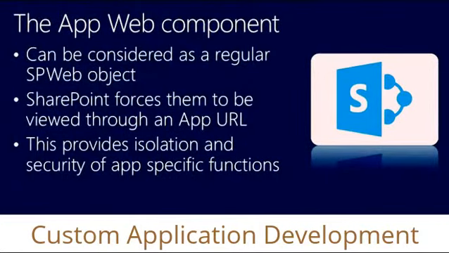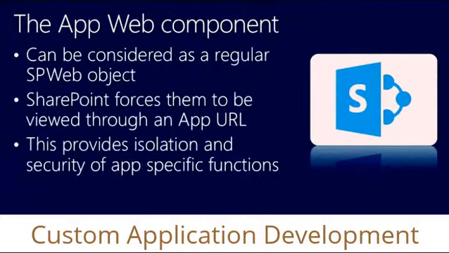So the app web component, for all intents and purposes, is just a subsite within your site collection. It can be referred to as a regular SPWeb object, and when you deploy your app, anything that you could do as a web scoped feature can deploy quite happily into there. So that means I can create lists, list templates, and deploy those out. I can use modules to push files in, all those sorts of things.